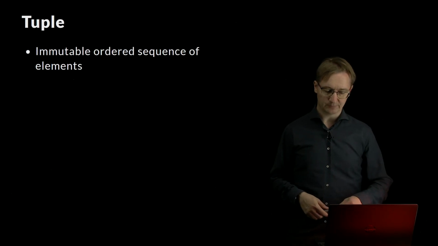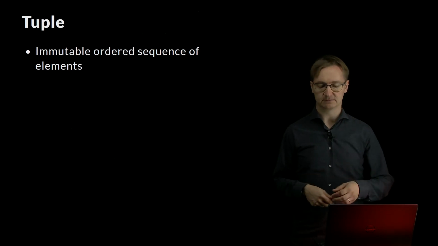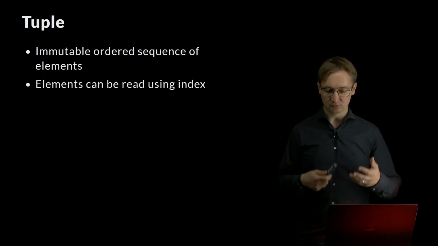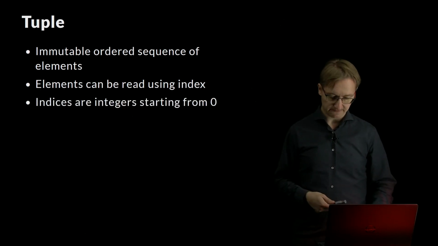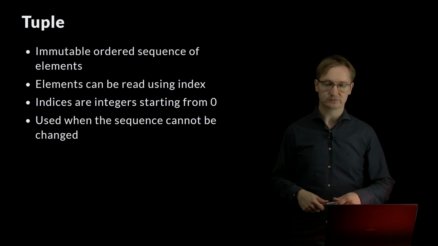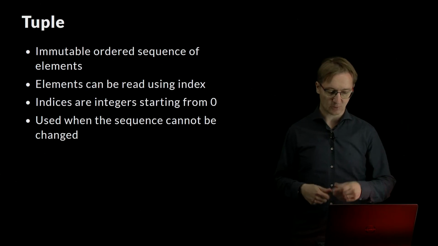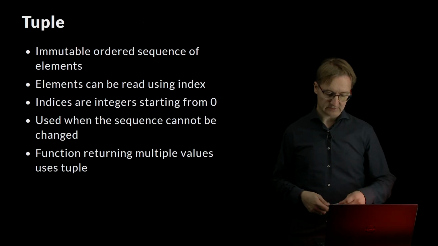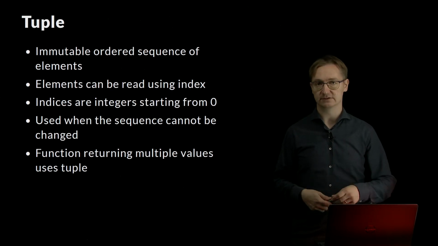Tuple. So tuple is basically similar to a list, but the difference is that it's immutable. You cannot change the tuple during the life cycle of the program. But you can still use the index to read elements. You cannot change those, but you can read. Indices start from 0, as with lists. And usually we want to use tuple if the changing of the elements is not required or even not allowed. And yeah, if a function returns multiple values, then this is actually a tuple.